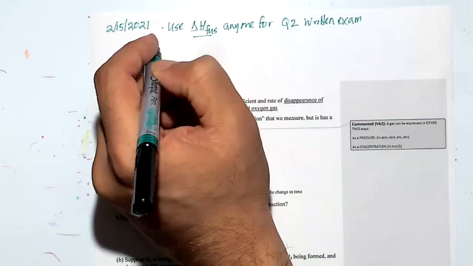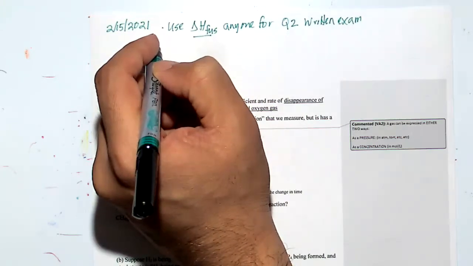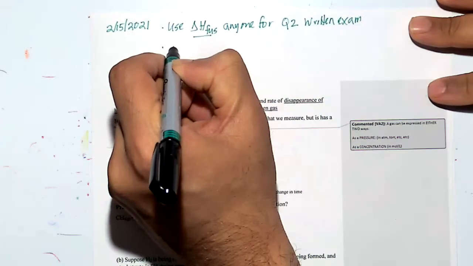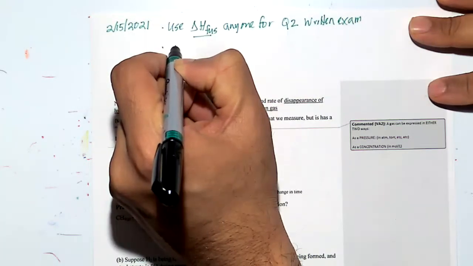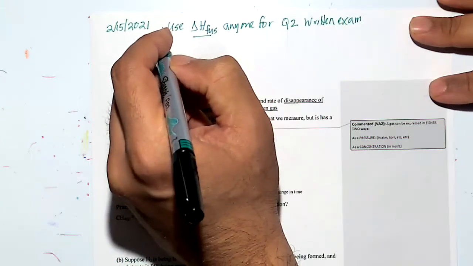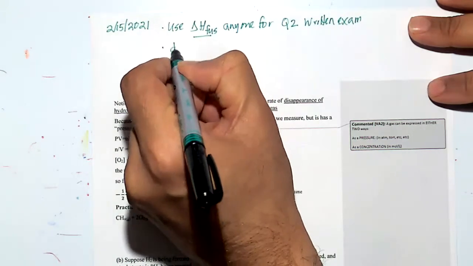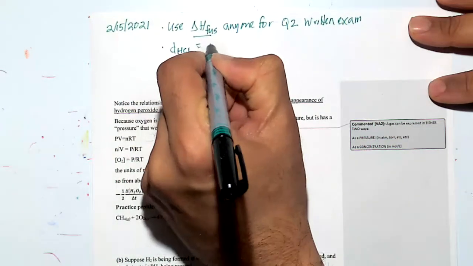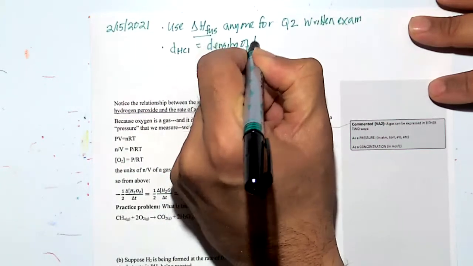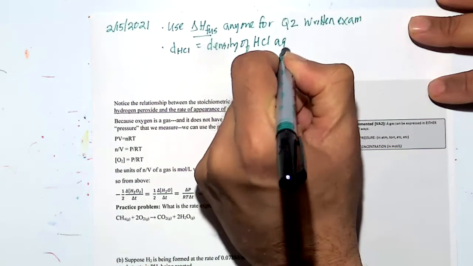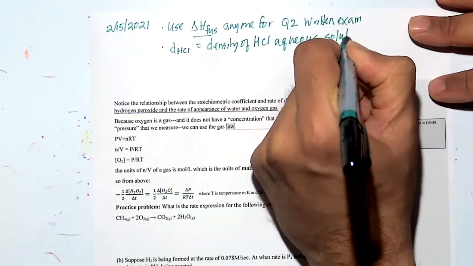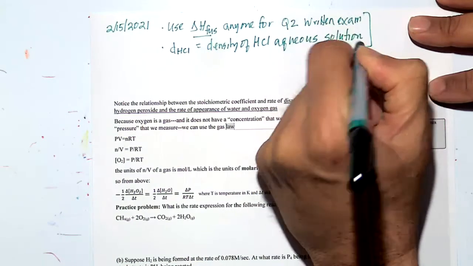I have one more. On the percent whole question, when it has the density of HCl, is that the density of HCl or the density of the HCl aqueous solution? It's the density of the HCl aqueous solution. Okay, thank you. Density of HCl equals density of HCl solution. Anything else? That's the written exam.